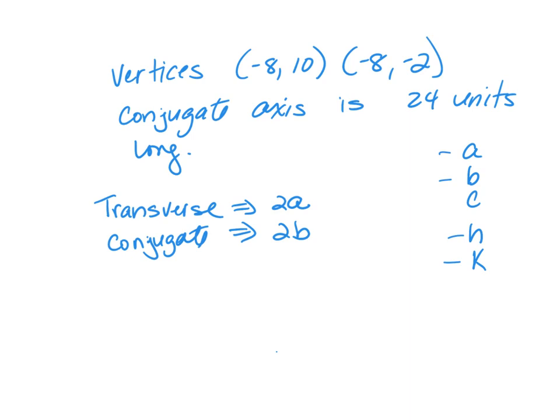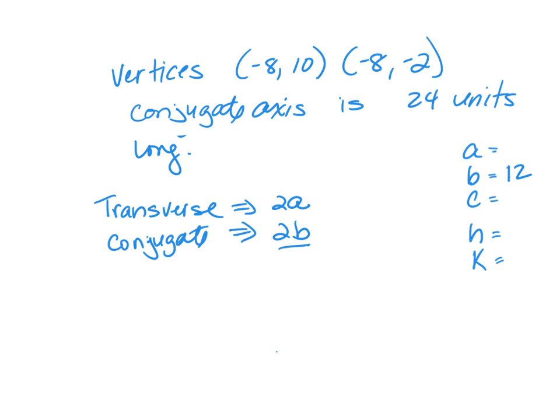So the conjugate axis gives me 2b, and it's 24, so what is b? If the conjugate axis is 2b and it's 24, what is b? 12. Very good. Now the vertices.